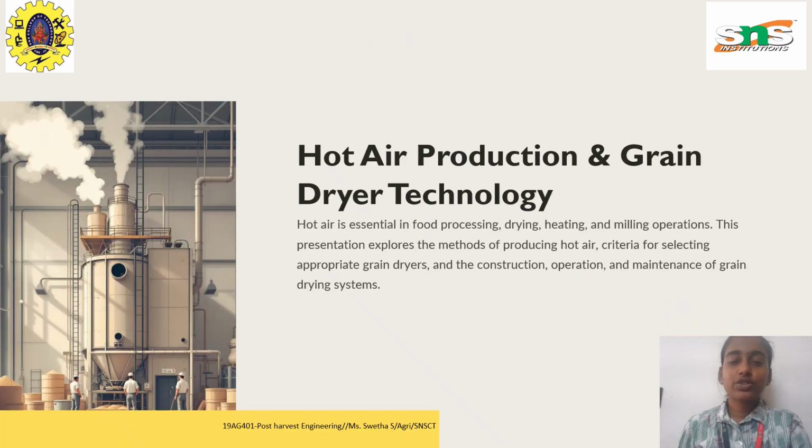Today we are going to talk about how hot air is produced and how it is used in grain dryer technology. So hot air is very essential. It is mainly used in food processing, drying, heating and various milling operations. This presentation explores the methods of producing hot air, what the criteria are for selecting a dryer, and how it should be maintained.